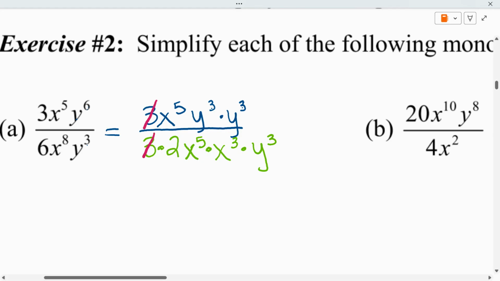I have a 3, I have a y to the 3rd, and an x to the 5th. So when I cross those off, what do I have left over? Numerator is y cubed over 2x cubed.